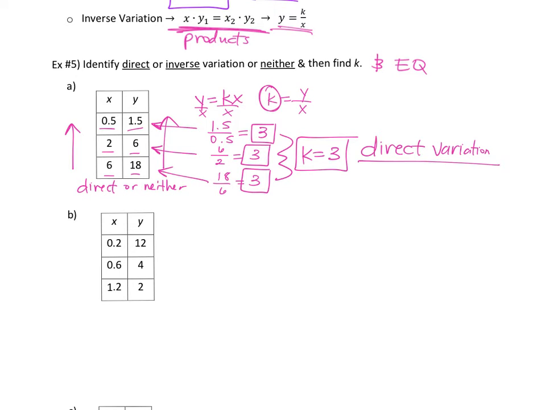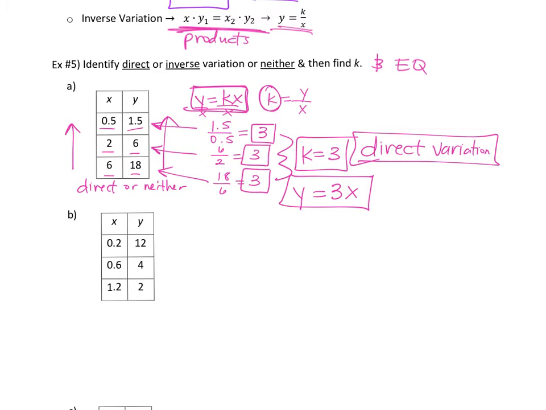Okay, so if this is a direct variation, then our equation, if we go back up here, we want to write our equation. It's going to be y equals 3 times x for this whole problem would be our equation. Okay, look at the next one.